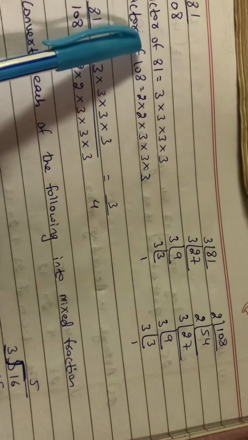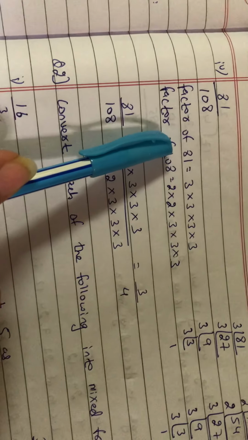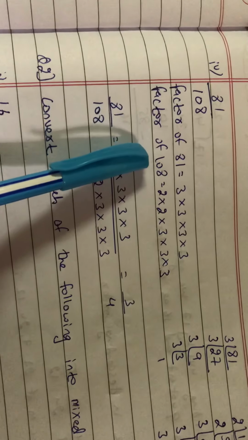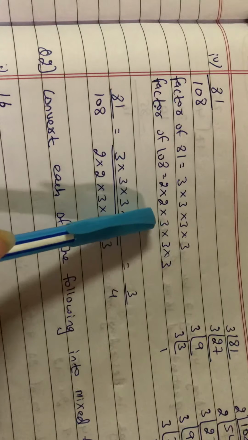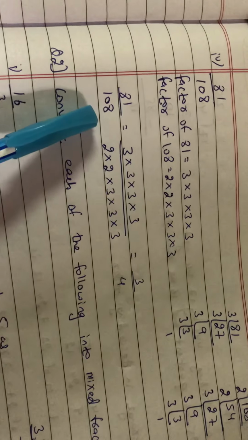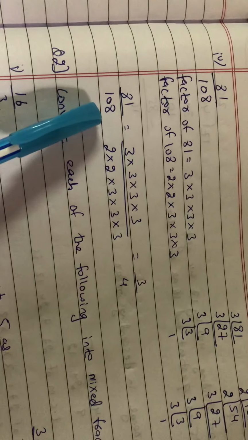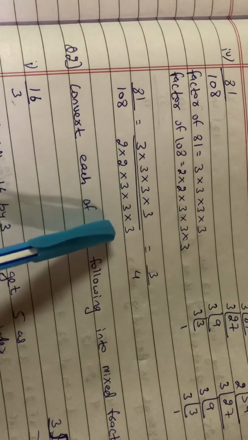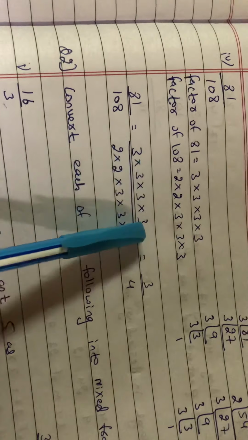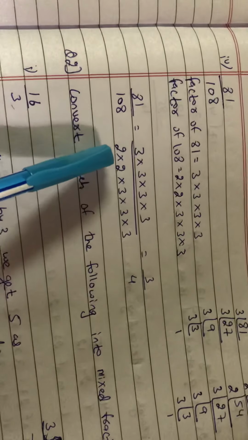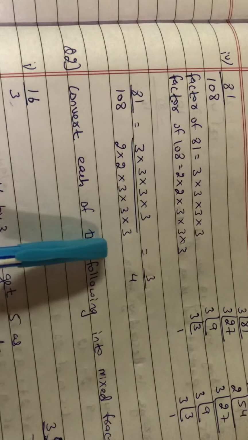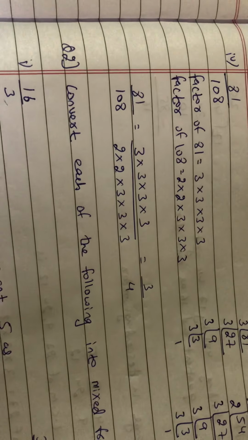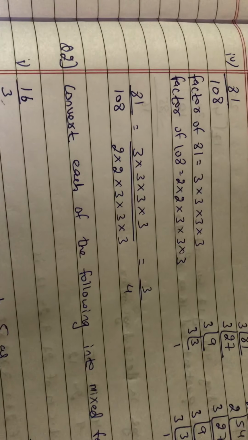So the factors of 81 is equals to 3 times 3 times 3 times 3, and the factors of 108 is 2 into 2 into 3 into 3 into 3. So it can be written as 81 upon 108 is equals to 3 times 3 times 3 times 3 upon 2 into 2 into 3 times 3 times 3. So cancelling the 3 times 3, we get in numerator 3, and in denominator 2 into 2 is 4. So the lowest form of 81 upon 108 is 3 by 4.